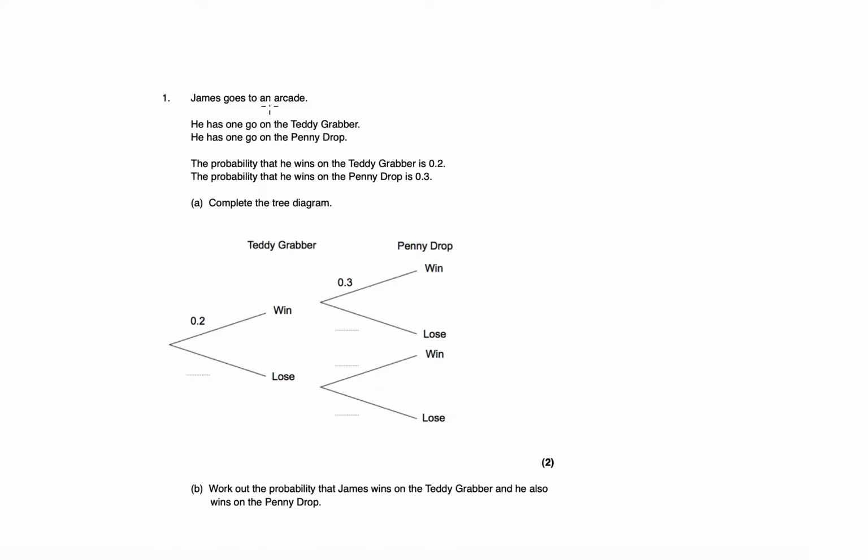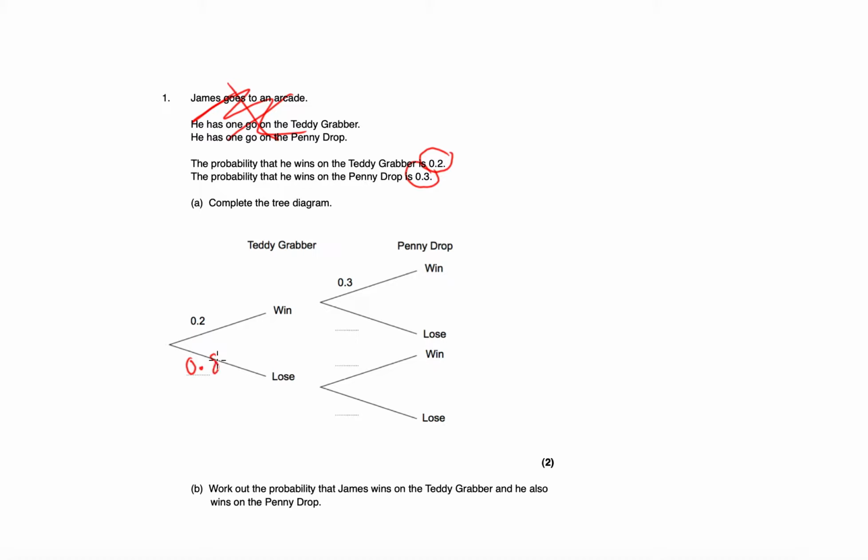So James goes to an arcade. He has one go in the teddy grabber, one go in the penny drop. All irrelevant as far as I'm concerned. The probability that he wins on the teddy grabber is 0.2, that's important. The probability that he wins on the penny drop is 0.3, that's important. Okay, all of this is irrelevant. It's important in maths to take away the useless information and just decipher the useful information.